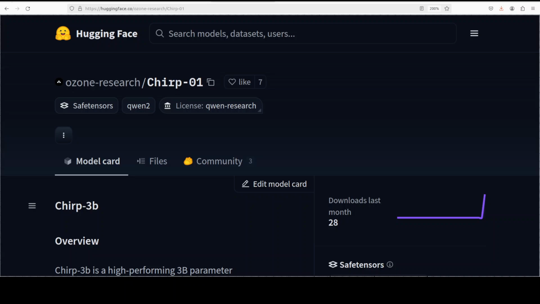Hi everyone, this is Fahad Mirza and I welcome you to the channel with this new model, and we are going to install it locally as usual and we are going to test it out. But before that, let's have a quick look at what exactly this model is.